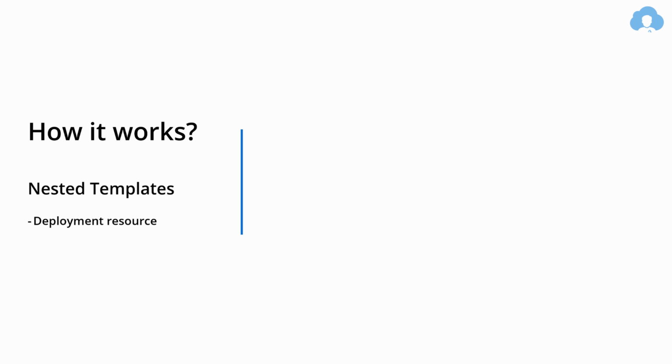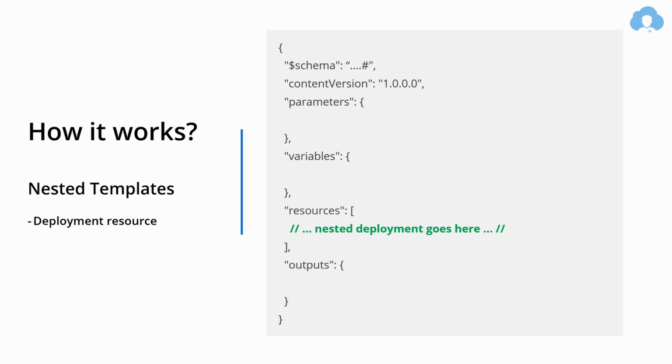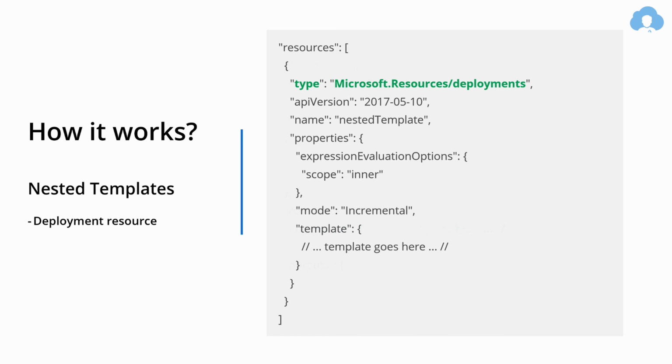So how does it work? Let's start with nested templates first, because they are easier. First of all, what you're deploying is something called a deployment resource. And the deployment resource goes like any other resource into the resources section of your ARM template. And as a normal resource, it has several properties describing that. The first one, and the most important one, is the type. The type of the deployment is Microsoft.Resources/deployments. It's the key element that describes that this is a nested deployment.